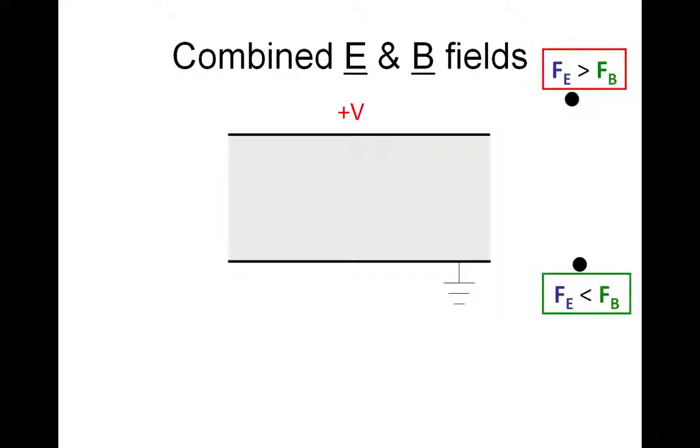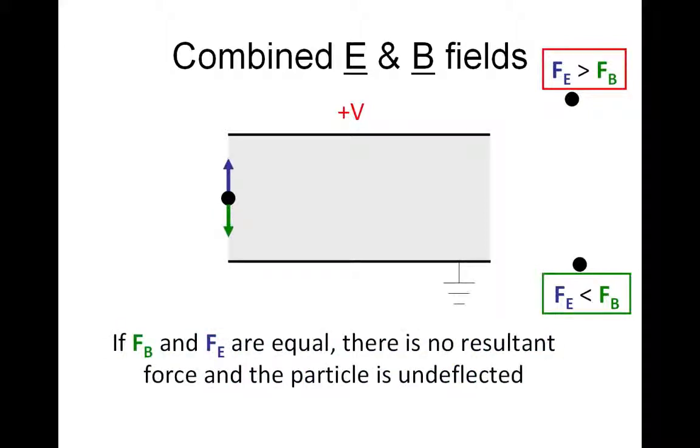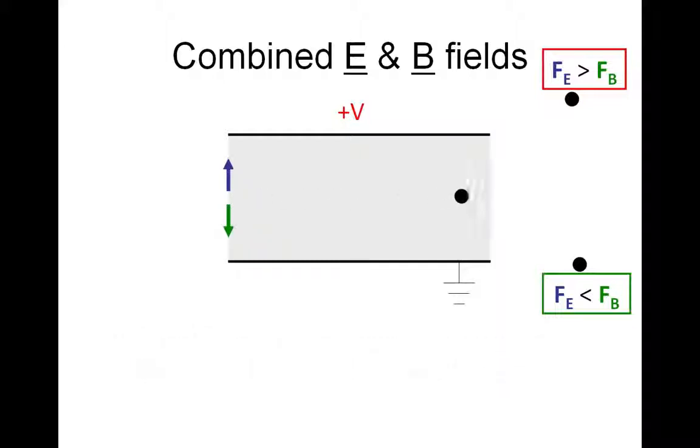The final possibility is again with our negative particle. We have the electric force and the magnetic force equal and opposite to each other. In this case, there's no resultant force, and so the particle is undeflected. It carries straight on through.